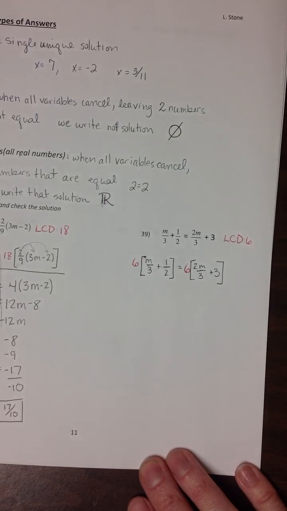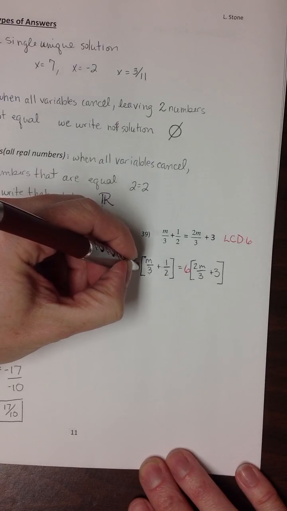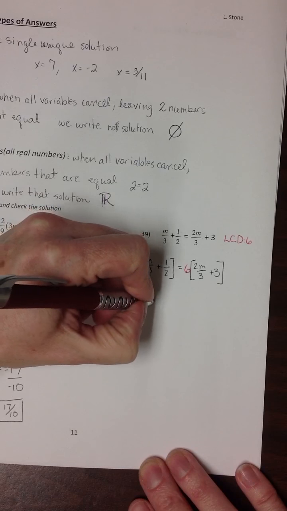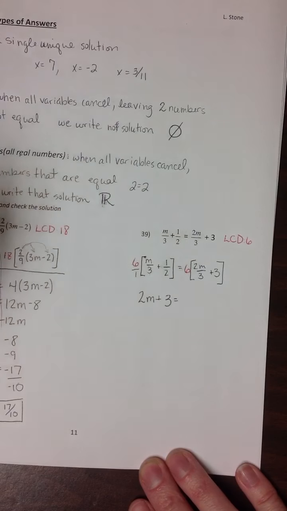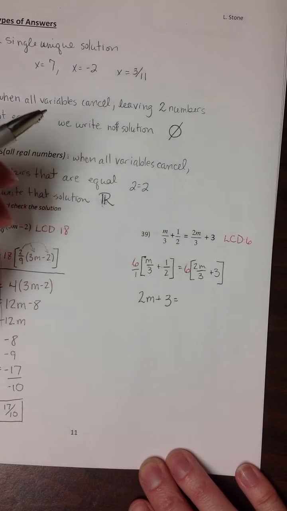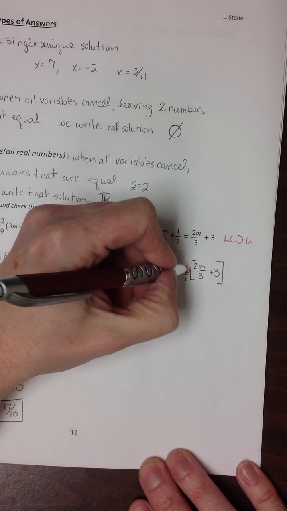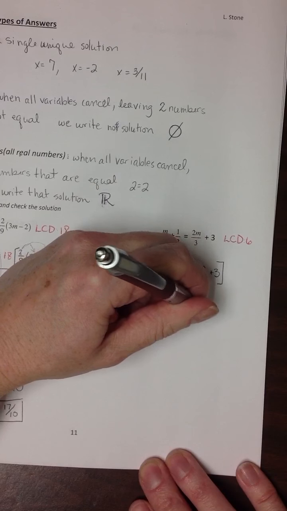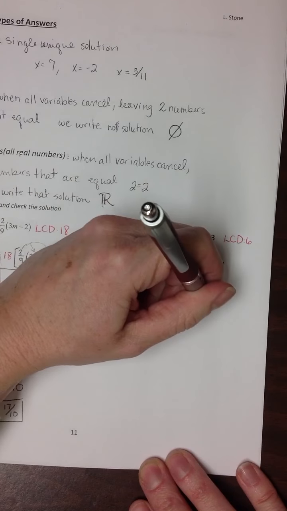6 times m over 3, the 6 and the 3 will reduce to 2m. And 6 times 1/2 is going to be 3. Distributing the 6 through on the right side, again the 6 over 3 will reduce, so that I'm left with 4m, and then I also need to multiply the 6 by that 3.